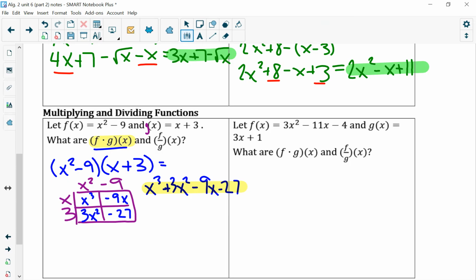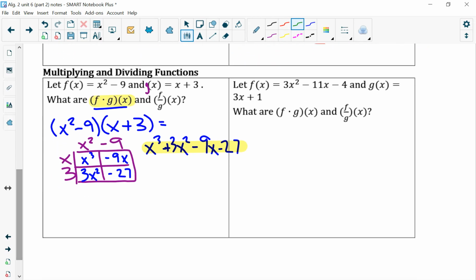Now let's do our division. My f function is my numerator, x squared minus 9. My g function is my denominator, x plus 3. I can simplify this, but probably not how you're thinking. I can't cross off an x or take the 9 and 3 divisible by 3.